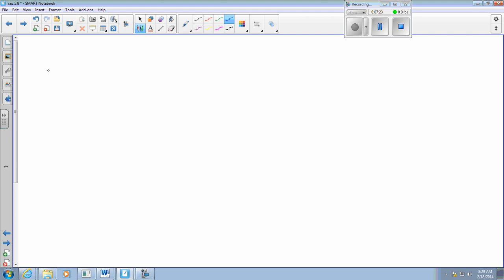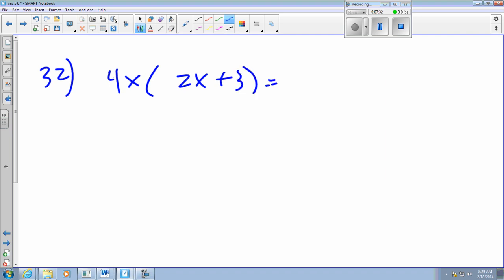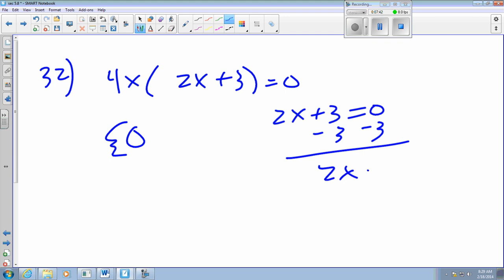Question 32. We have the same type of thing. We have 4x out front, 2x plus 3 equals 0. What times 4 gives me 0? That's a 0. And the other one, I'm going to take 2x plus 3 equals 0, minus 3 from both sides, and I get 2x equals negative 3. Divide by 2, divide by 2, I get negative 3/2.